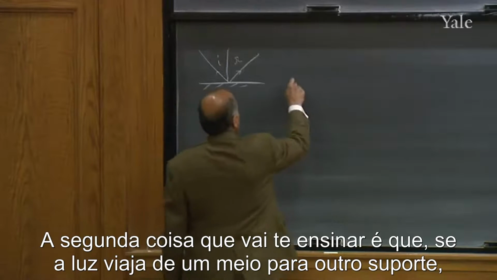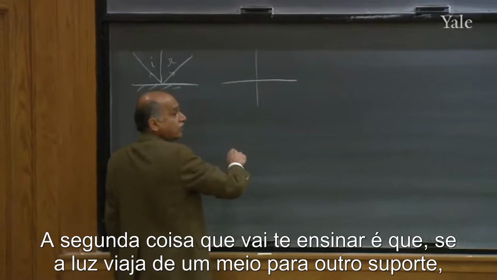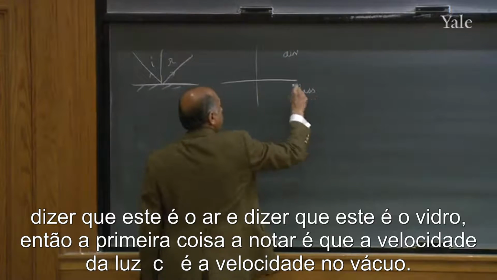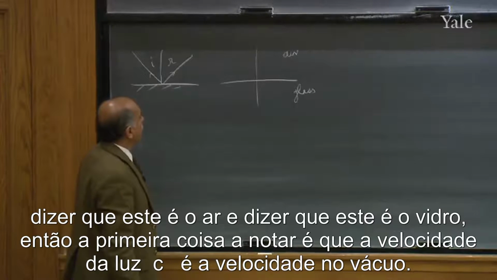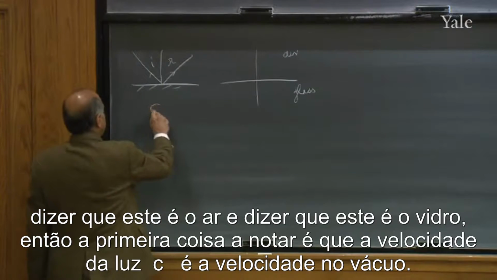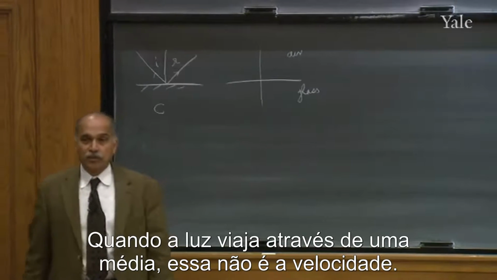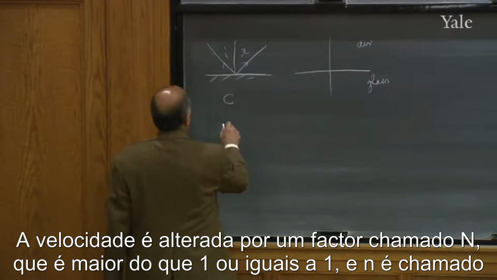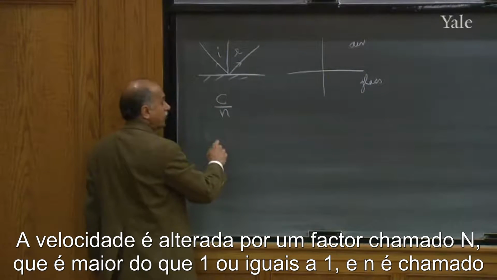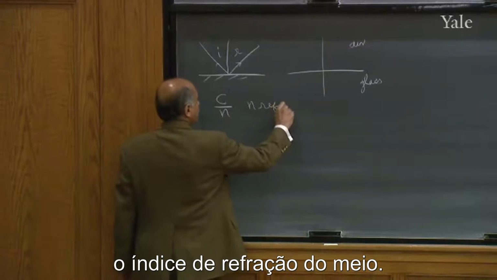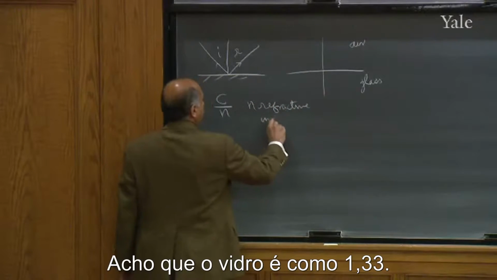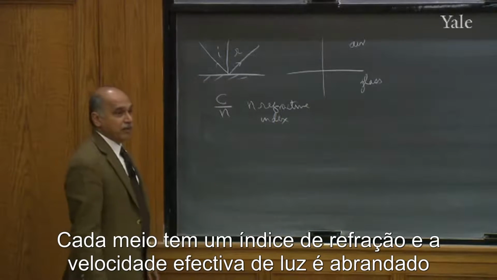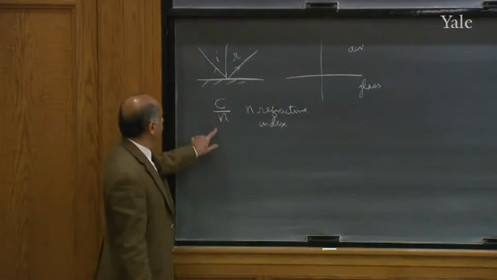Second thing they will teach you is that if light travels from one medium to another, say this is air and say this is glass, then the first thing to note is that c is the velocity of light in vacuum. When light travels through a medium, that's not the velocity. The velocity is altered by a factor called n, which is bigger than or equal to 1, and n is called the refractive index of that medium. I think glass is like 1.33. Every medium has a refractive index, and the effective velocity of light is slowed by this factor n.